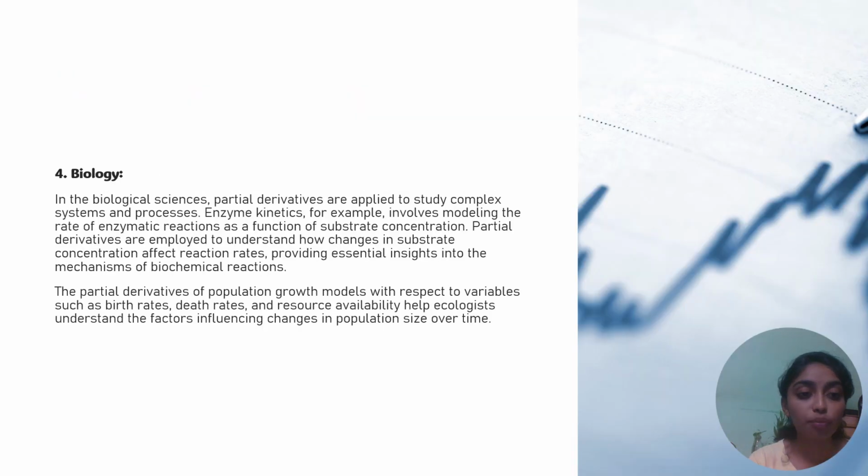And the next, in the field of biology. In the biological sciences, partial derivatives are applied to study complex systems and processes. Enzyme kinetics, for example, involves modeling the rate of enzymatic reactions as a function of substrate concentrations. Partial derivatives are employed to understand how changes in substrate concentration affect reaction rates, providing essential insights into the mechanisms of biochemical reactions. The partial derivatives of population growth models with respect to variables such as birth rates, death rates, and resource availability help ecologists understand the factors that influence changes in population size over time.